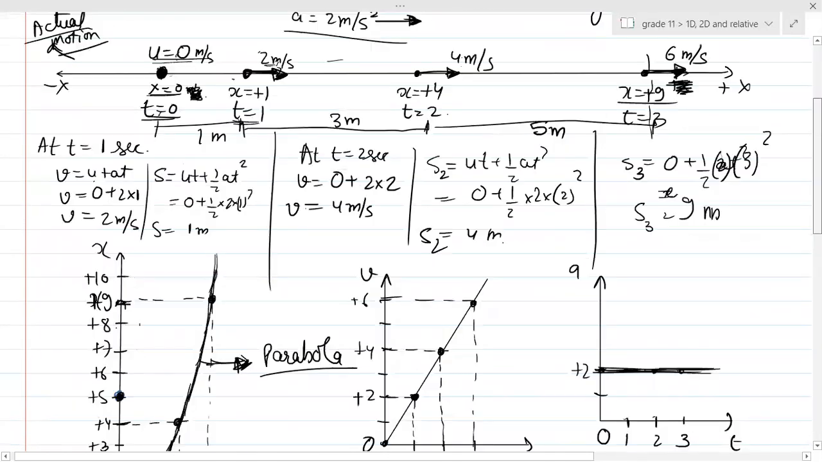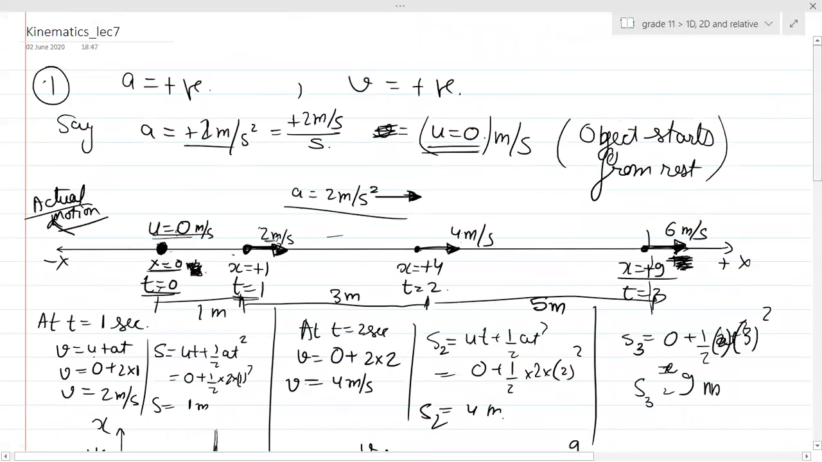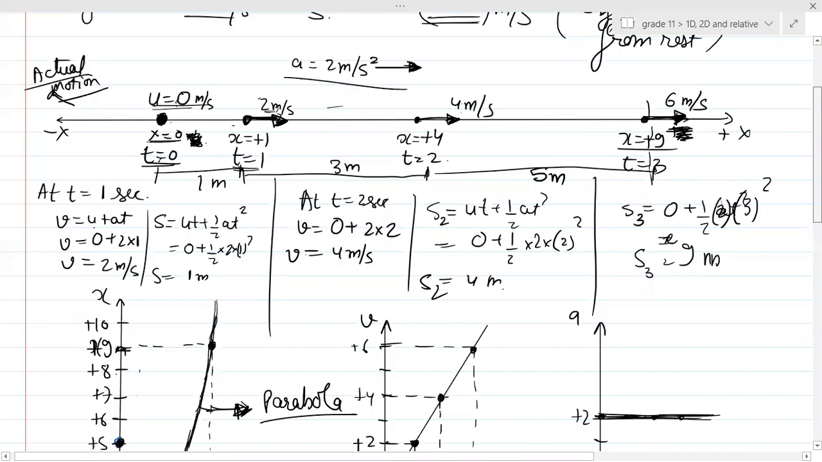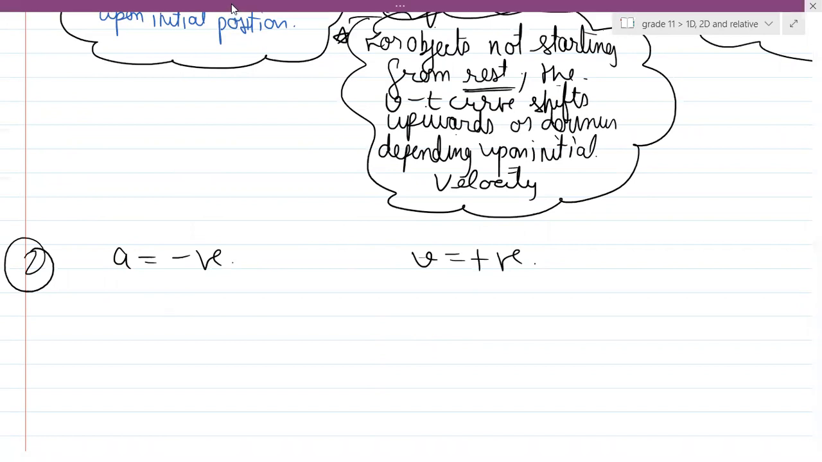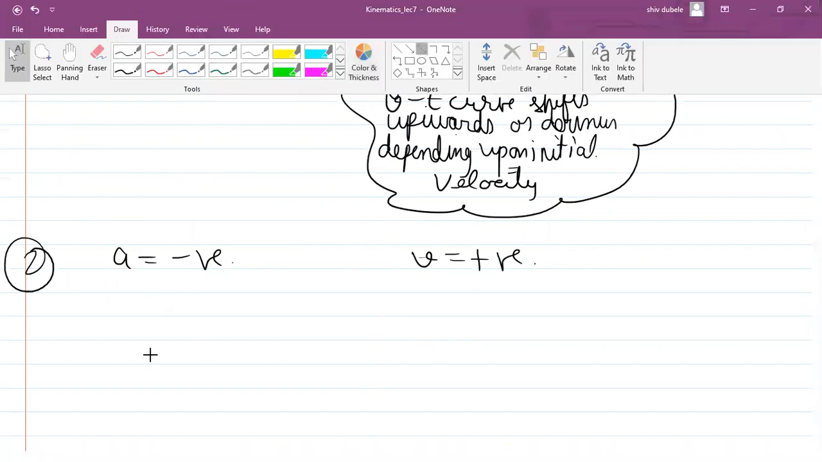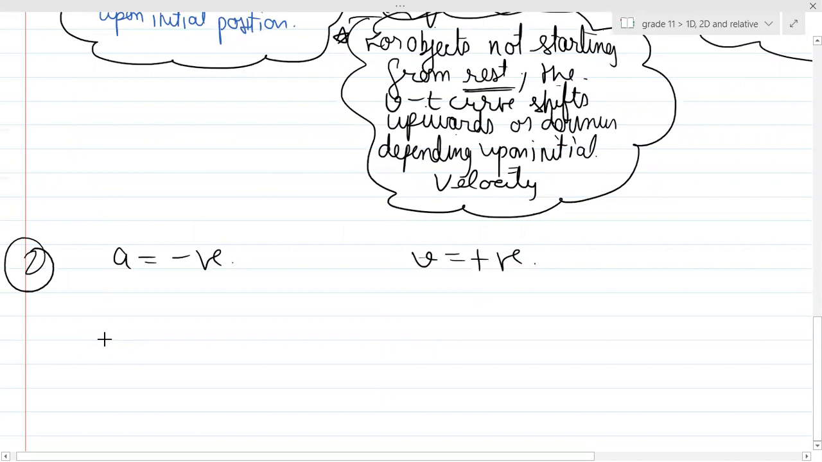Shall we do the second part, guys? Shall we do the second graph? Let's say the second graph is where acceleration is negative and velocity is positive. So when acceleration is negative and velocity is positive, will this be the... Acha, yes, by the way, I was teaching you the slope thing.